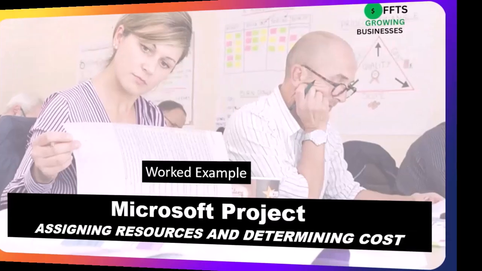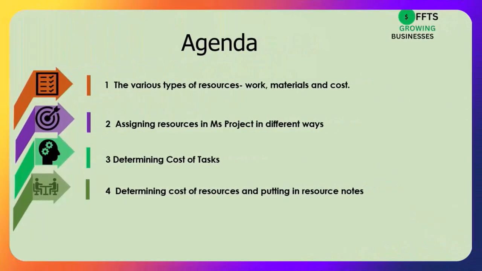So let's get started. The agenda: we're going to be looking at the various types of resources: work, material and costs. We're going to be assigning resources in MS Project in different ways. We're going to be determining the cost of tasks, and we are going to determine the cost of resources and put in resource notes. So let's start.